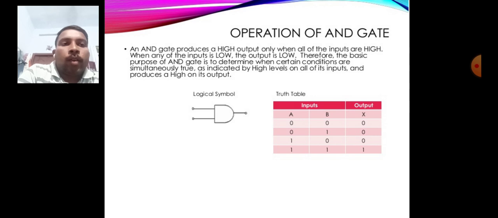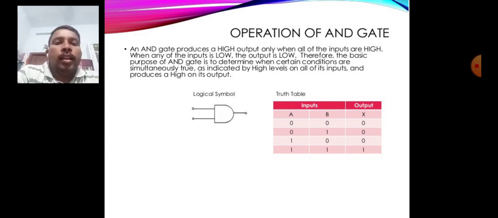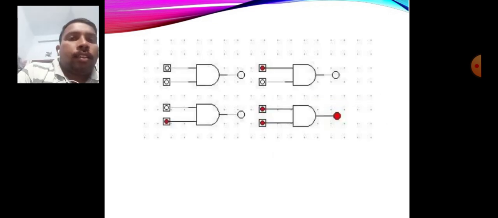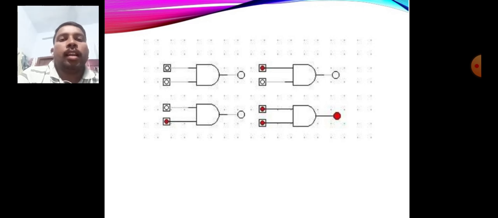So what is the basic purpose of the AND gate? It determines when certain conditions are simultaneously true. That means it produces a high output if the two inputs are high. Now this is the truth table and logical symbol of the AND gate. This diagram shows the logical operation and the symbol of the AND gate.